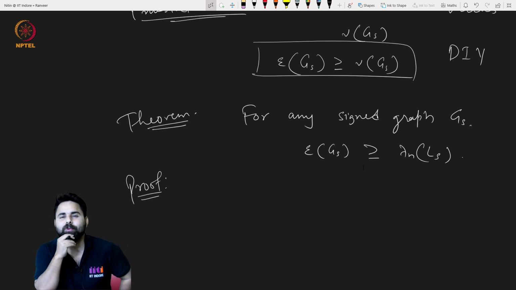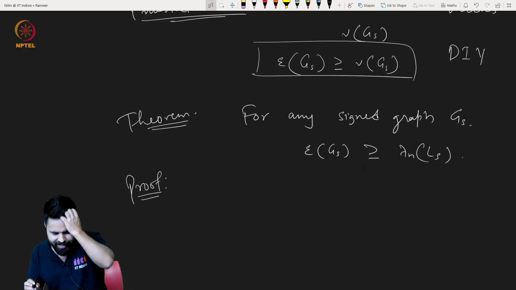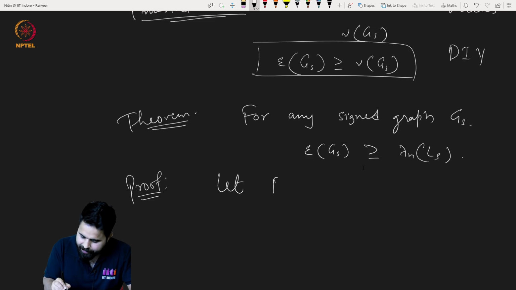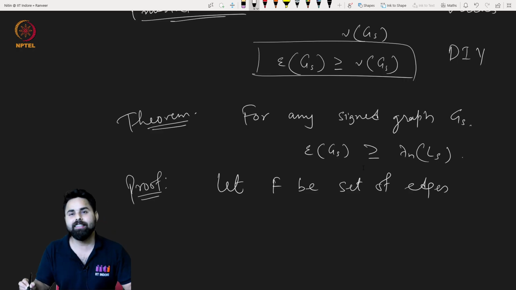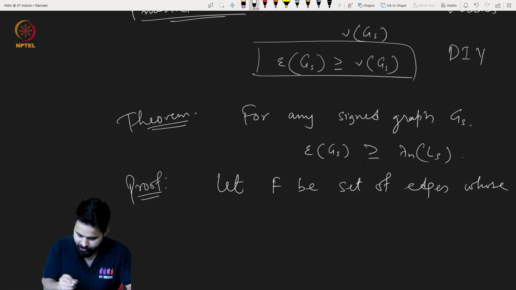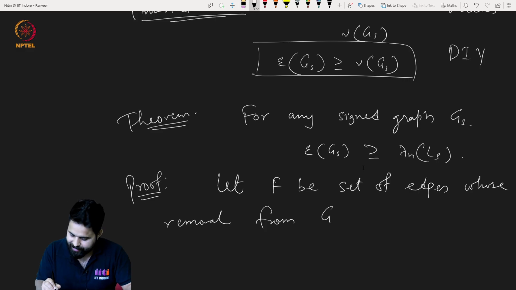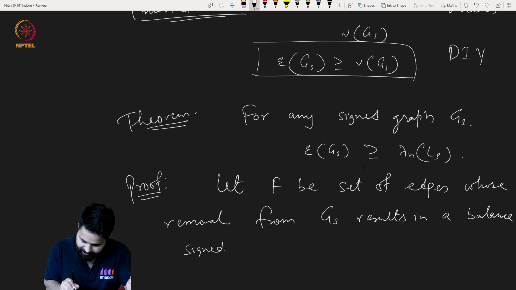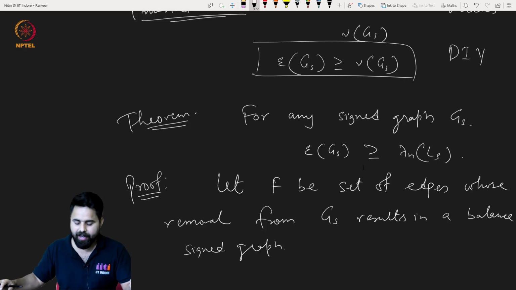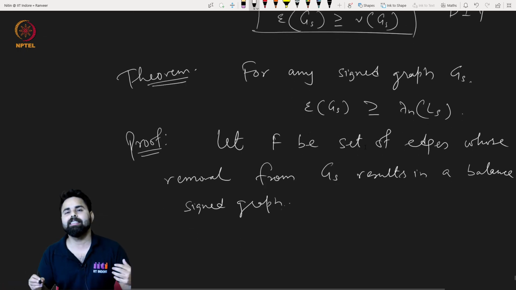Okay, how to prove this? Okay, let us go ahead with the proof. Let F be the set of edges whose removal from G_S results in a balanced signed graph.